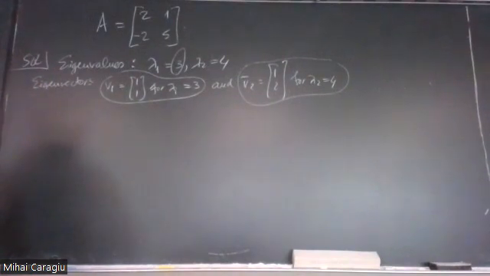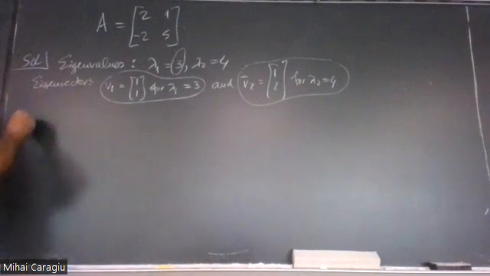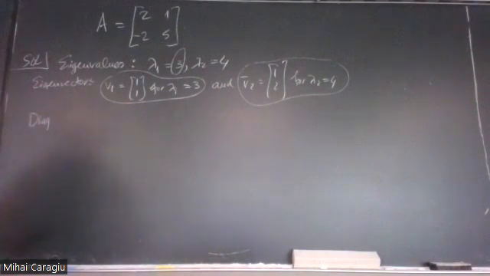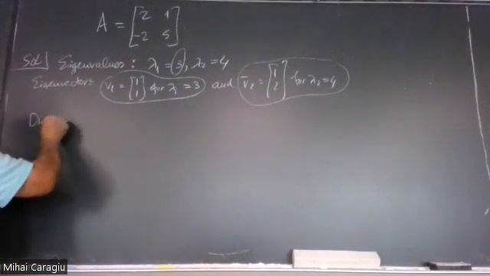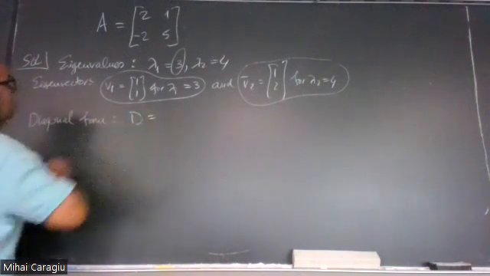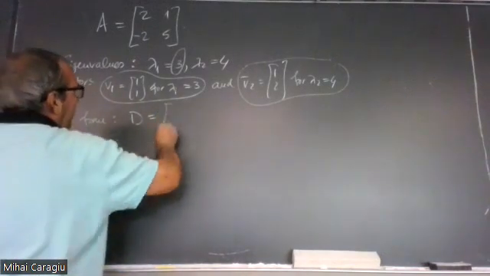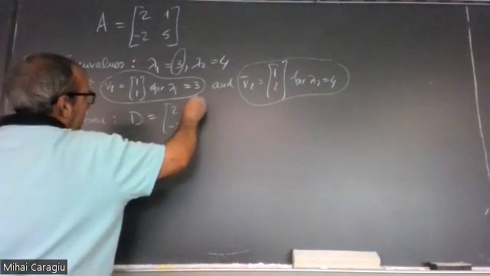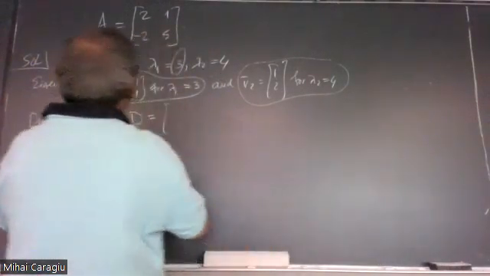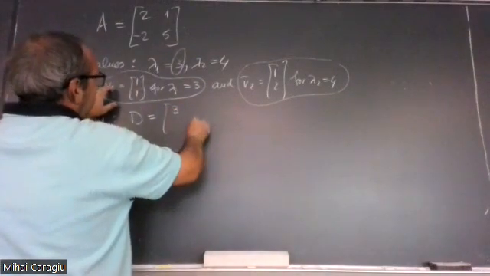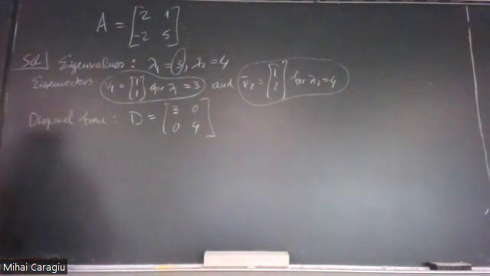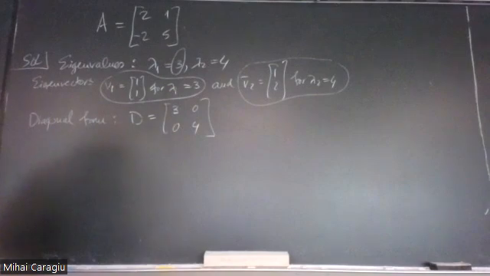Okay, now, at this moment, what will be a diagonal form? The matrix is diagonalizable because it has distinct eigenvalues. The diagonal form of the matrix A, this matrix A, will be D. We have to put eigenvalues on the diagonal. So 3 was the first eigenvalue, 4 is the second eigenvalue, and 0 and 0. 3, 0, 0, 4. This is a diagonal form of A. A diagonalizing matrix.